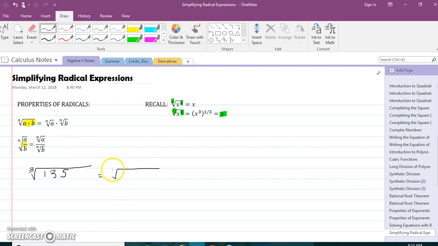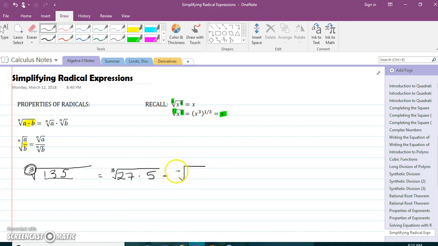you're going to do a cube root, and you're going to rewrite this, and you're going to think, what two numbers can I multiply where one of them is a perfect cube? Normally you think, what's a perfect square? But you want to think this time, what's a perfect cube? And in this case, it's 27 and 5.